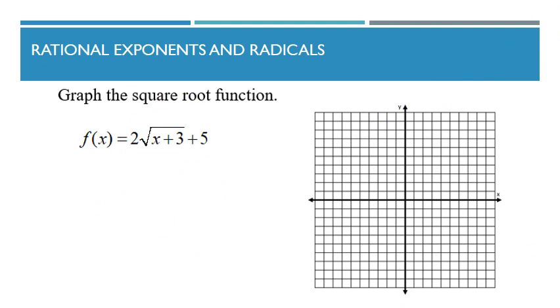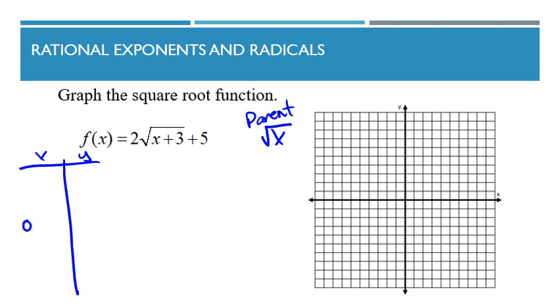All right, graphing square roots. First of all, let's identify our parent function. So our parent function is just the square root of x. So let's make a table for that. Okay, if I make a table for the square root of x, then I want perfect squares. Well, 0 square rooted is 0, so that's a good number to pick.